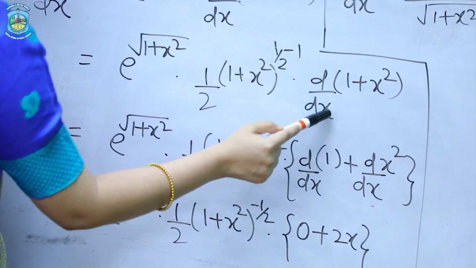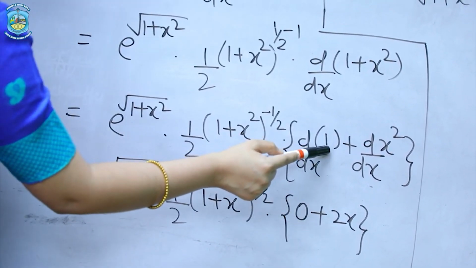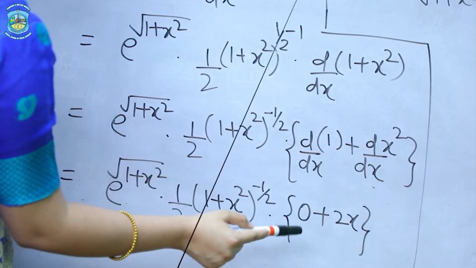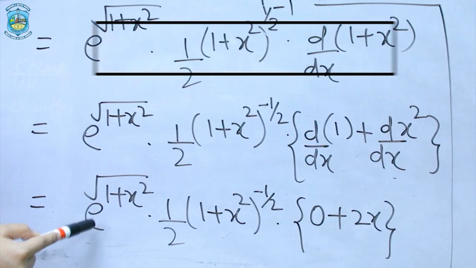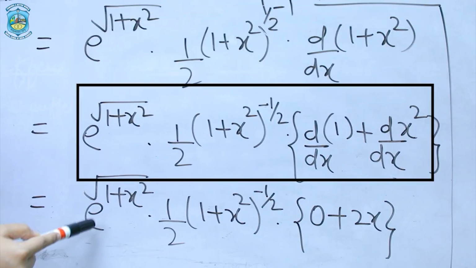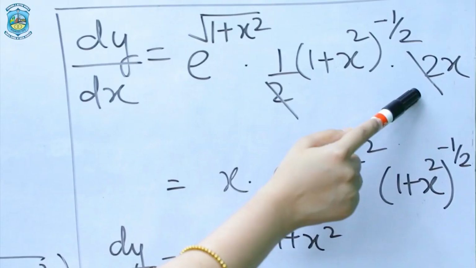The rule of derivative of sum of two functions is equal to the derivative of the first function plus the derivative of the second function, and that is equal to e raised to the power square root of 1 plus x square multiplied by 1 by 2 into 1 plus x square raised to the power minus 1 by 2. Now as we all know, the derivative of a constant is always 0. So derivative of 1, that is d by dx of 1, is 0, plus the differentiation of x square will give you 2x. Now on simplifying, we will get 0 plus 2x, which gives you 2x.